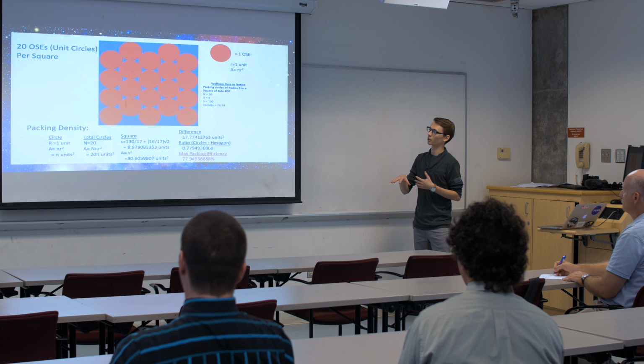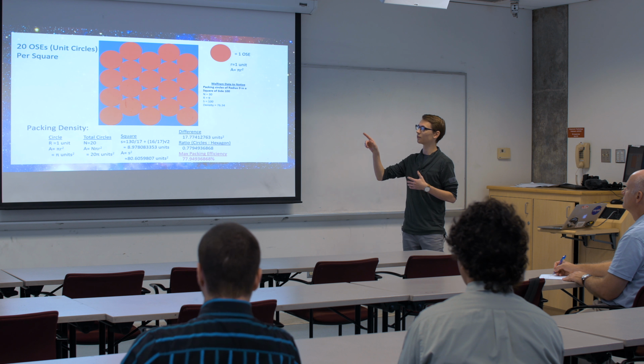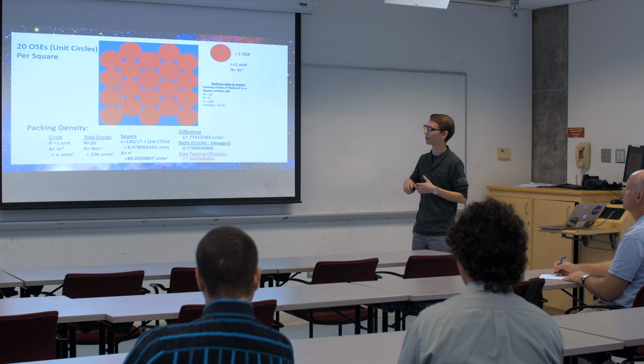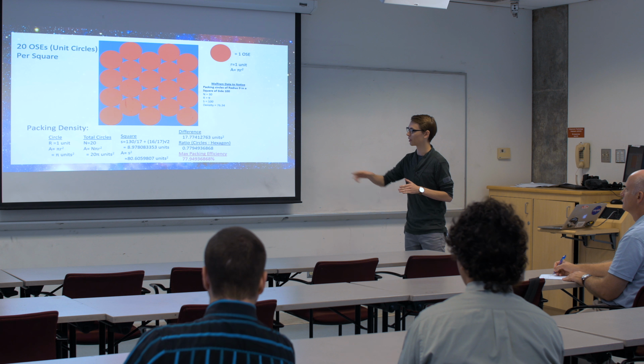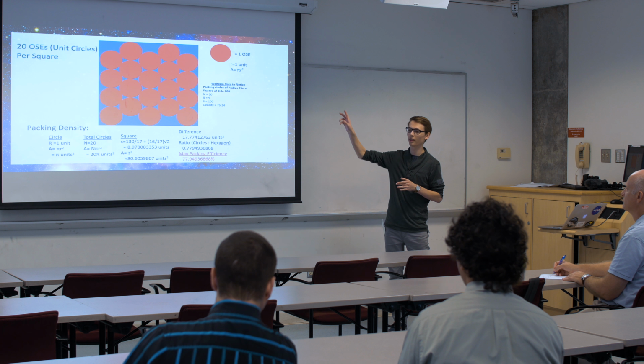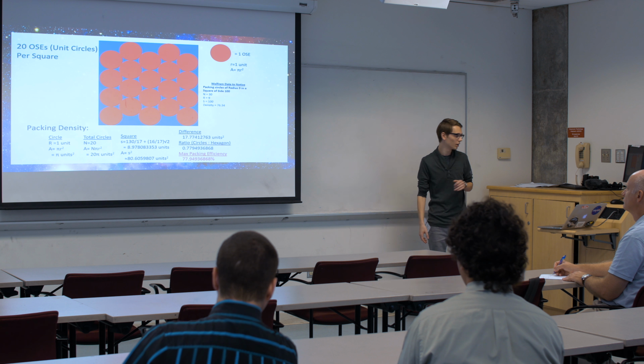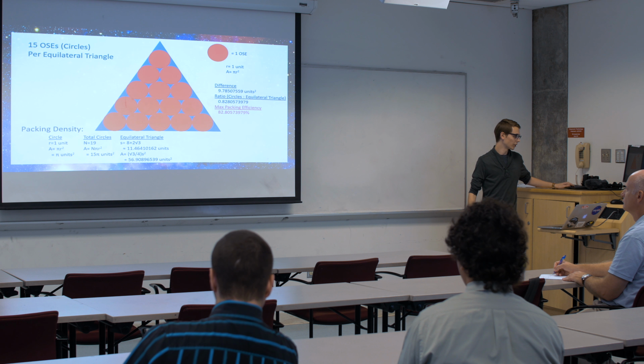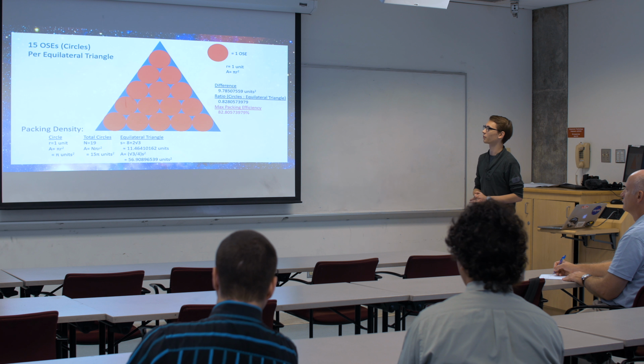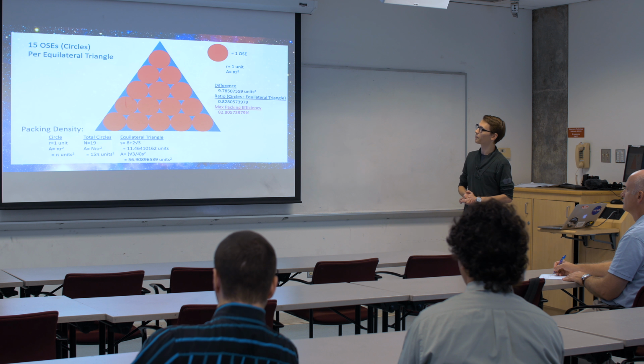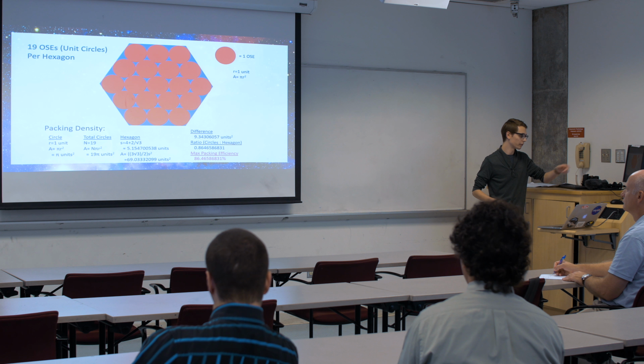You'll see later in some graphs that the packing density of squares in the array is higher than hexagons, but the packing efficiency of OSEs within the square is not as good, so we decided to go with the hexagon. We also tried triangles. We actually stuck with triangles for quite a while, and then you'll see that the hexagons have the highest packing efficiency, so that's what we decided to go with.